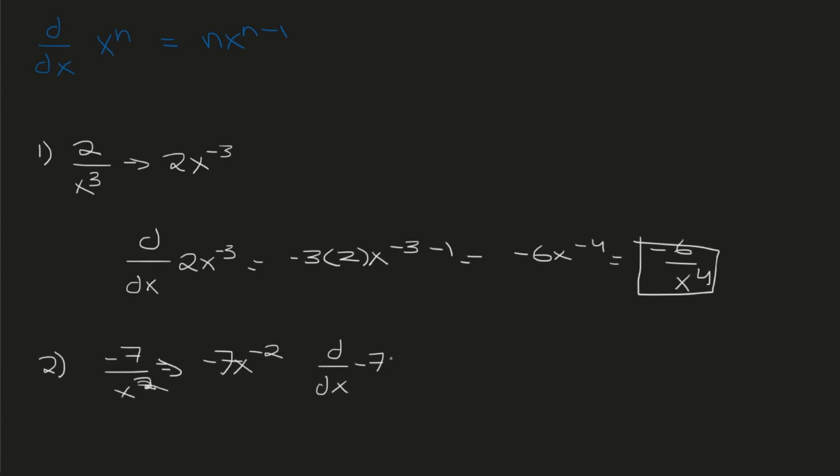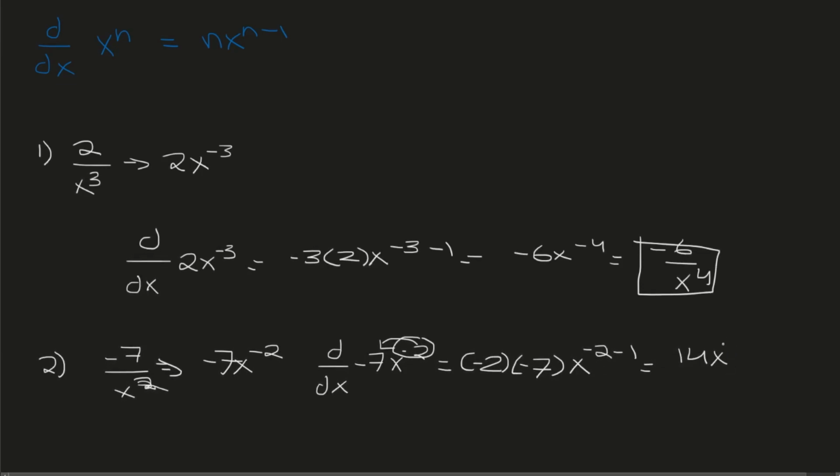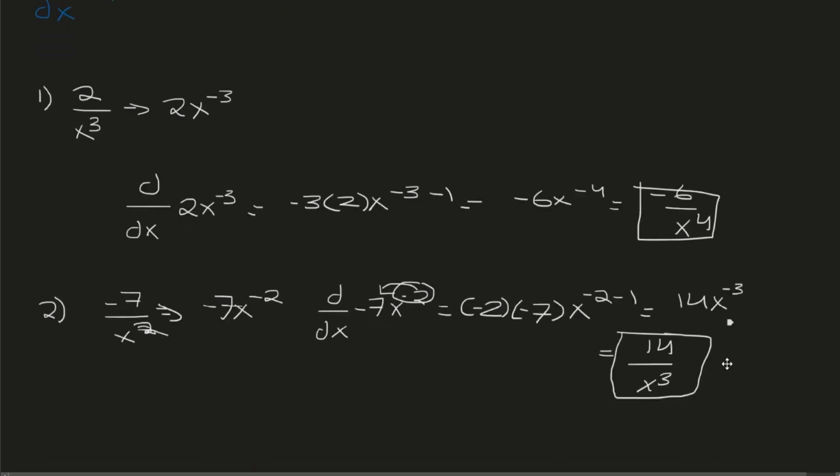So let me write it all down first. We bring the negative 2 up to the front. So negative 2 times negative 7 times x to the negative 2 minus 1. Remember, in this case, n is equal to negative 2. So that gives us 14x to the negative third power, which we can simplify in rational form to be 14 over x cubed. Let's go over a few more examples.